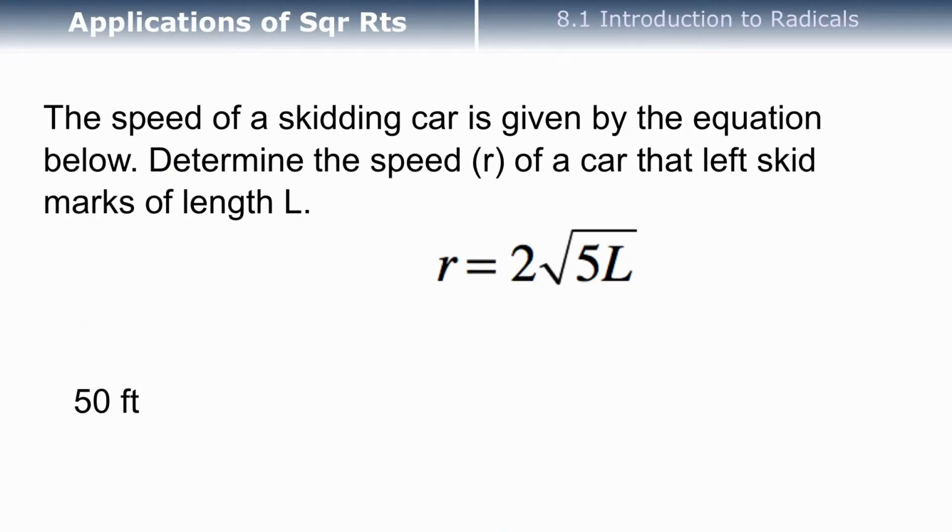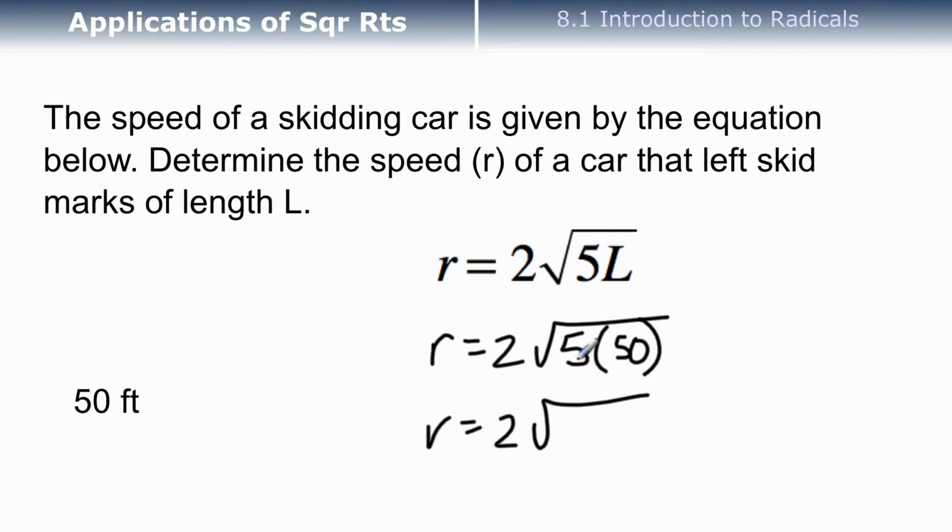Now, square roots are something that are found often in equations, and here's an example of one, but there's lots more. This one, the speed of the car, that's the rate, is given by the equation, to determine the speed if the car left skid marks of length L. Initially, let's say they left skid marks of 50 feet. I think this formula was in feet, so we'll use it in feet. If I wanted to figure that out, I'm going to put my 50 in there. So I'll rewrite the formula, and instead of the L, that's the length of the skid, I'm going to replace that with 50. So R is going to be equal to 2 times the square root of 5 times 50.